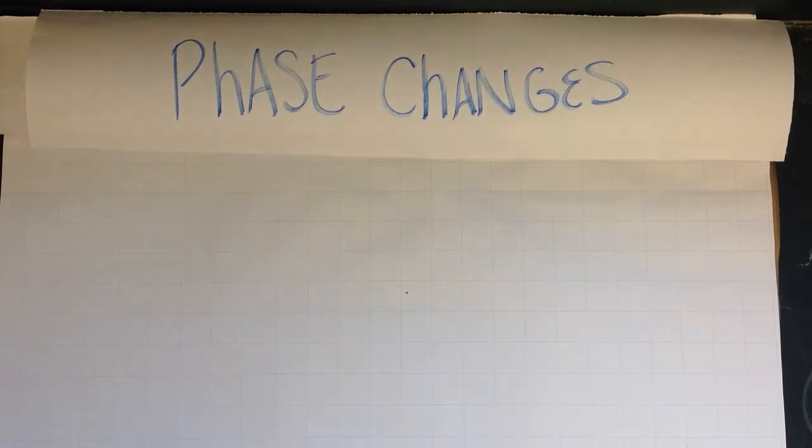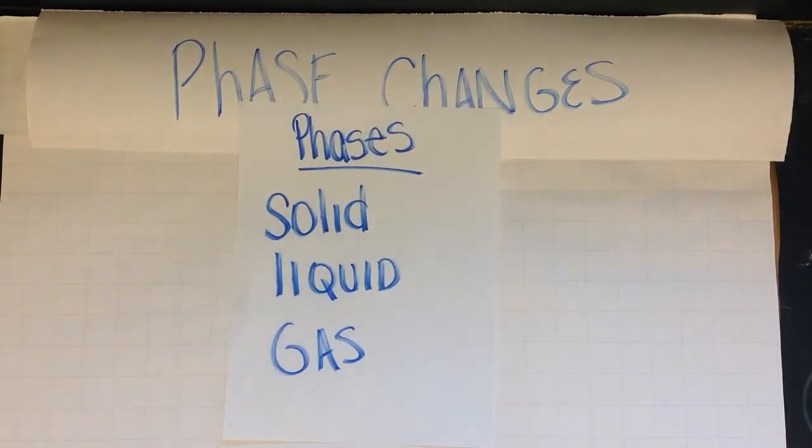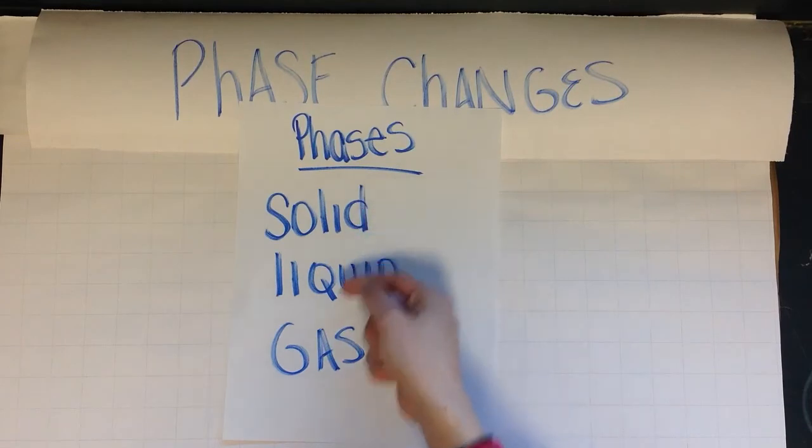I want to talk about phase changes. And in order to do that, it's important to recognize that there are three different phases. Those phases are solid, liquid, and gas. And what we're going to look at is how these phases change into each other.